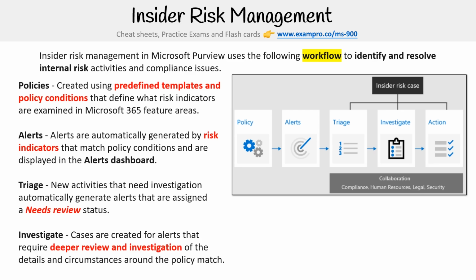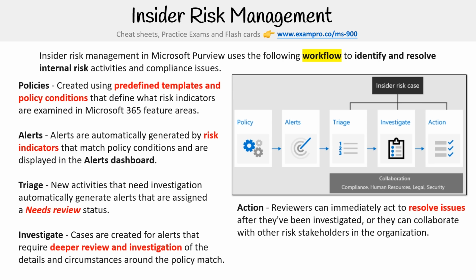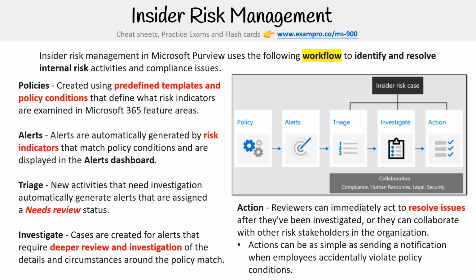We have investigate, so cases are created for alerts that require deeper review and investigation of the details and circumstances around the policy match. And the last one is action, so reviewers can immediately act to resolve issues after they've been investigated, or they can collaborate with other risk stakeholders in the organization. Actions can be as simple as sending a notification when employees accidentally violate policy conditions. In more serious cases, reviewers may need to share the insider risk management case information with other reviewers in the organization. So that's the Insider Risk Management solution to protect against internal threats.